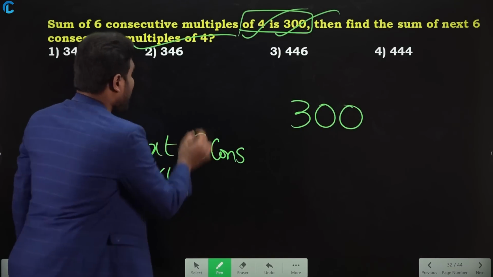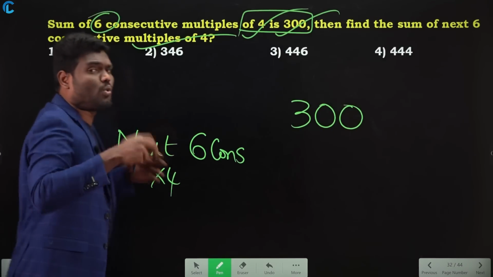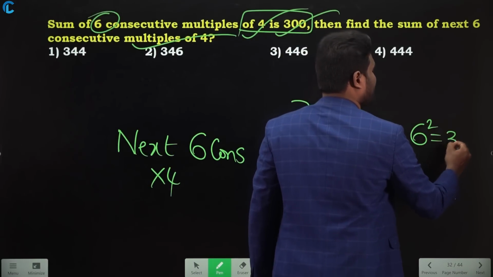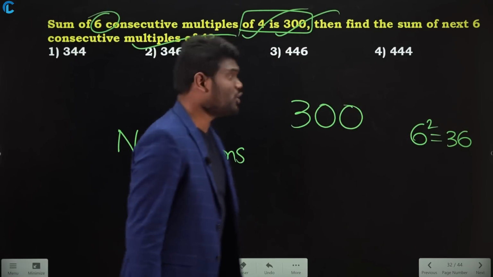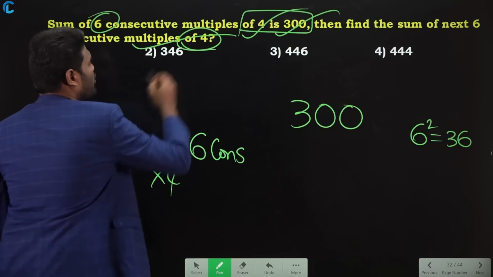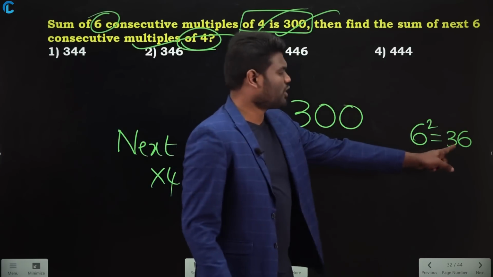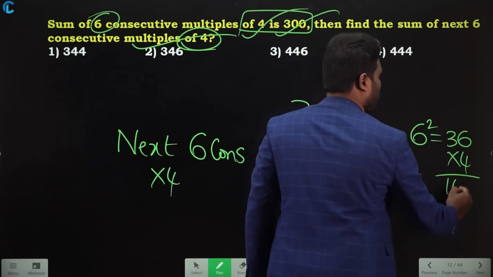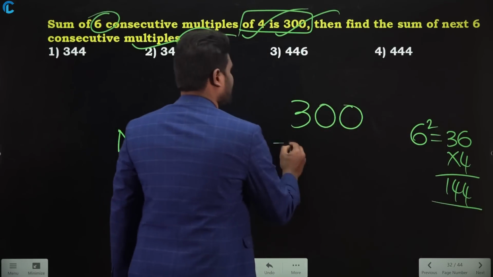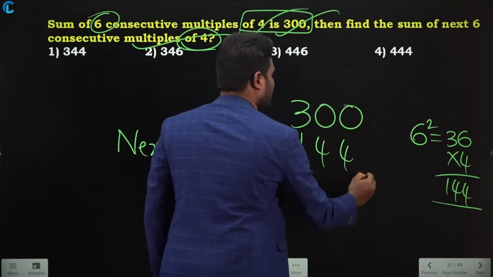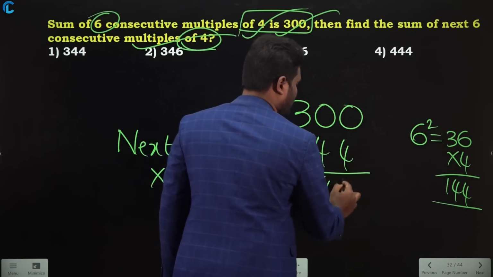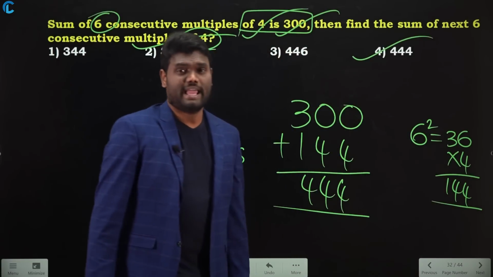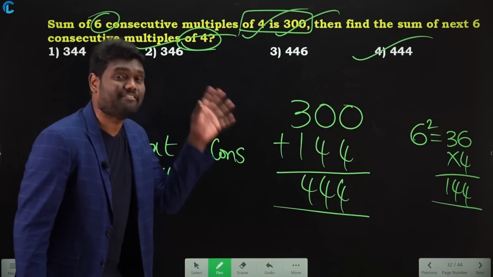What I have told you: as it is 6 numbers, square it. What is 6 square? 6 square is 36. And they have told you one more thing, that it is a multiple of 4 also. As it is a multiple of 4, multiply this with 4. So 36 into 4 is 144. Now add it. If you add 144 directly, the answer is 444. Which option is that? That is option 4. Very simple. In the previous question, it was an even number, odd number.